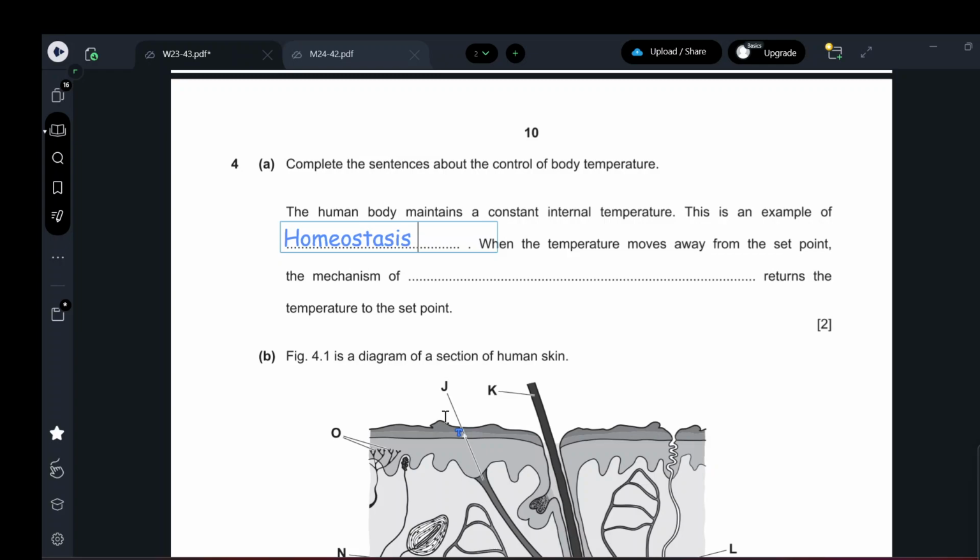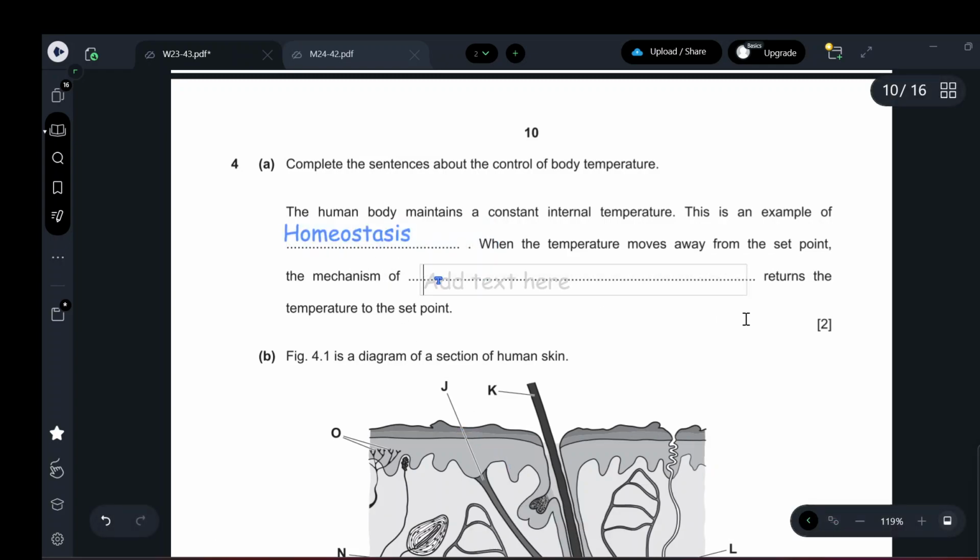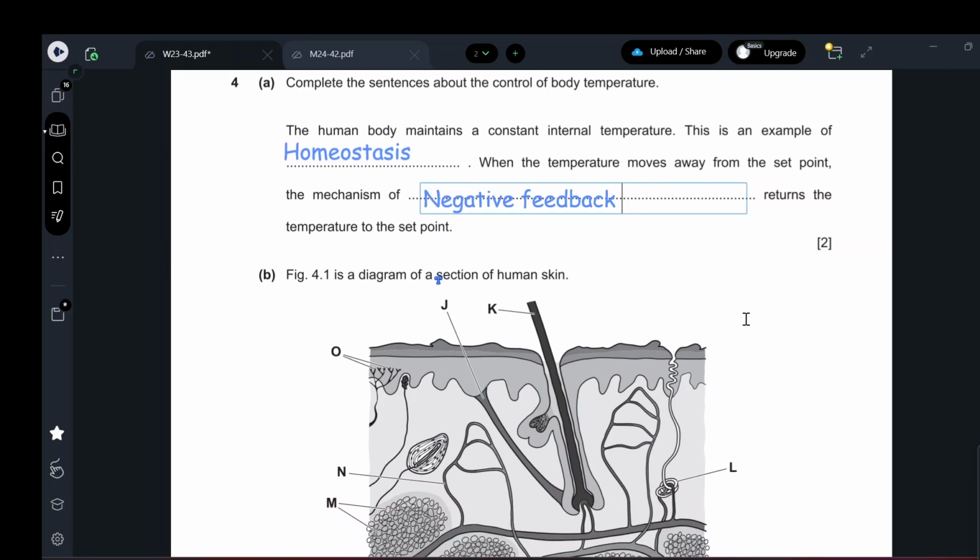When it increases, we decrease it. If it decreases, we increase it. What do we call this? We call it negative feedback. Negative feedback. If something increases, you return it back to normal. If something decreases, you return it back to normal.